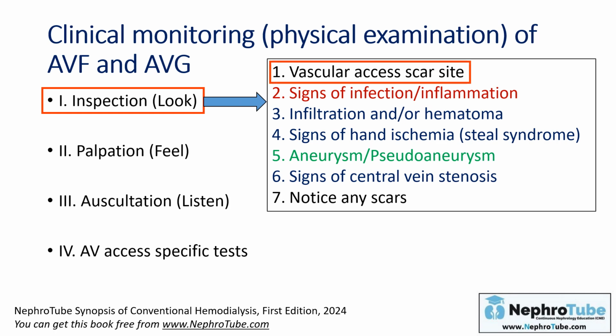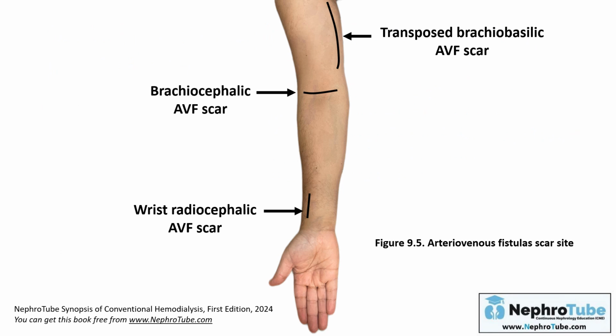First is the vascular access scar site. According to the scar site, you can predict the type or the location of anastomosis. For sure, the vascular surgeon informed you about the site of the anastomosis, but also the scar site can inform you about it. For example, in the radiocephalic fistula, you'll find the scar here at the wrist. For brachiocephalic fistula, you'll find this transverse scar, and in the transposed brachiobasilic fistula, you'll find the scar on the inside of the arm as this.